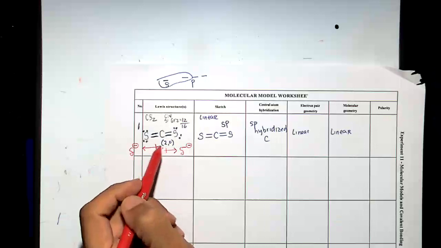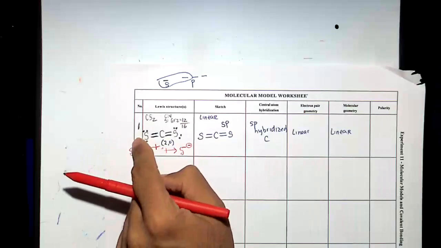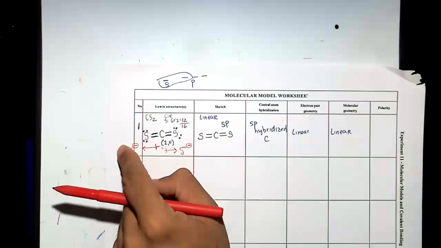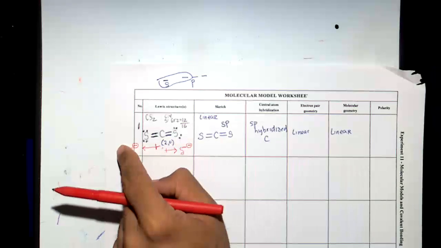So this molecule has a partial negative end here, but I want to convince you that this partial negative pull here is canceled by what?